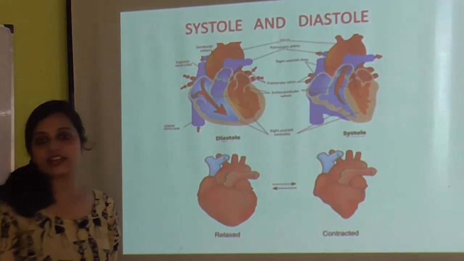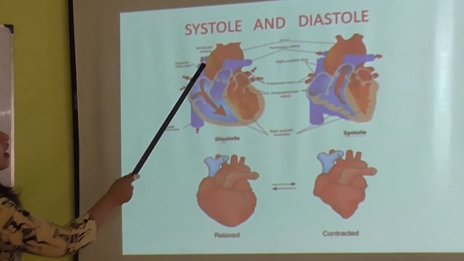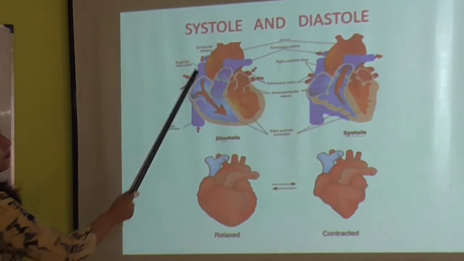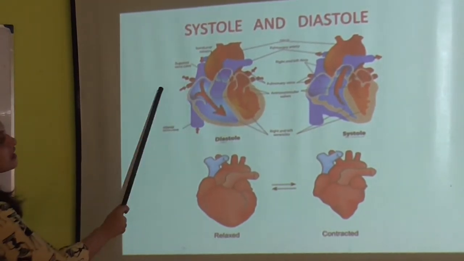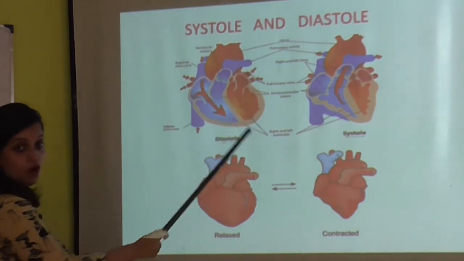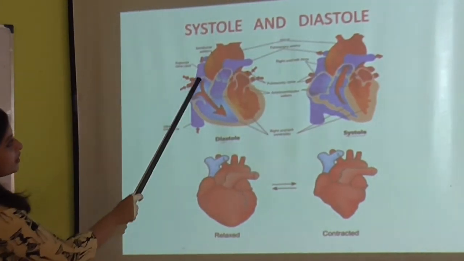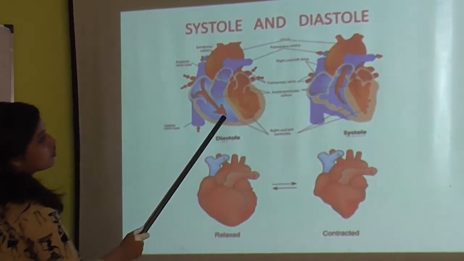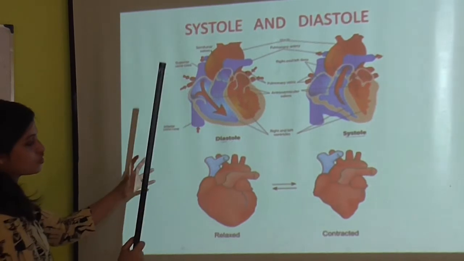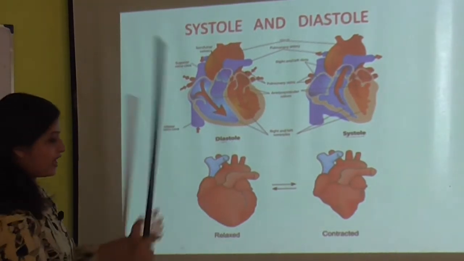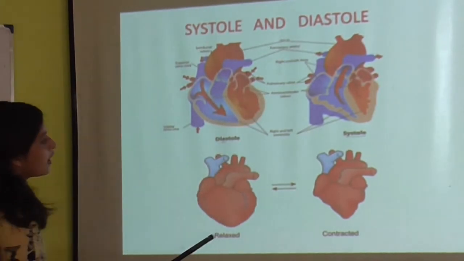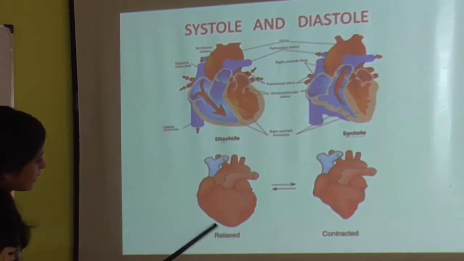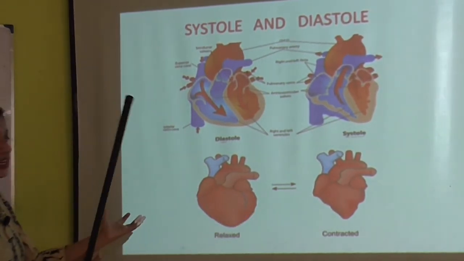So what is systole and diastole? See, when the heart is receiving blood, both the deoxygenated and the oxygenated blood, from here it is coming from the various tissues, and from here it is coming from the lungs. So what happens? The heart will swell up. So when this occurs, we call the term diastole. When the heart is relaxed, like it has swelled up and relaxed.